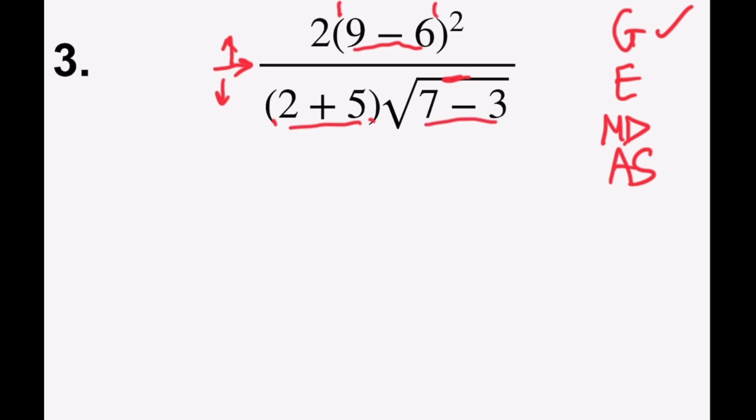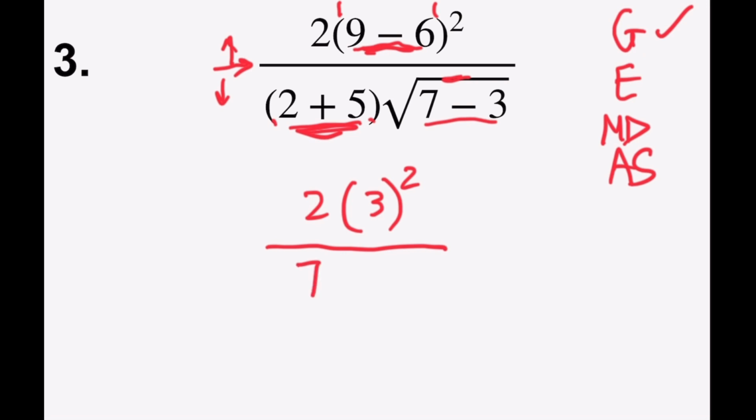That will give me 2 times (9 minus 6 is 3) squared over (2 plus 5 is 7) times the square root of (7 minus 3 is 4). Now I'm going to move on to my exponents. I know that 3 squared is 9.